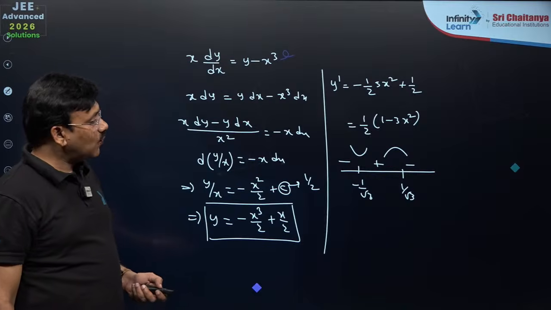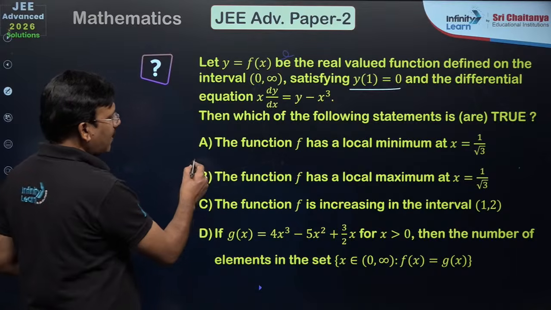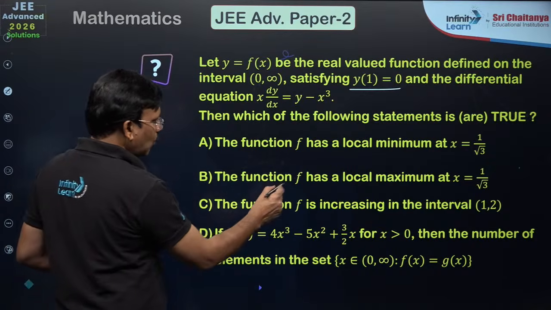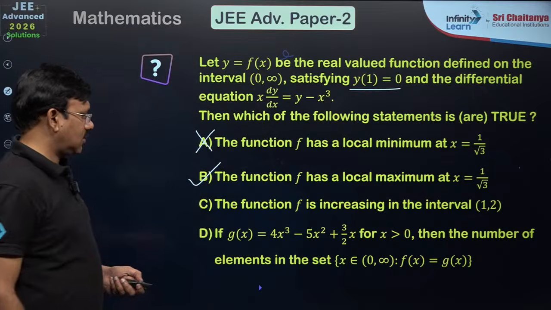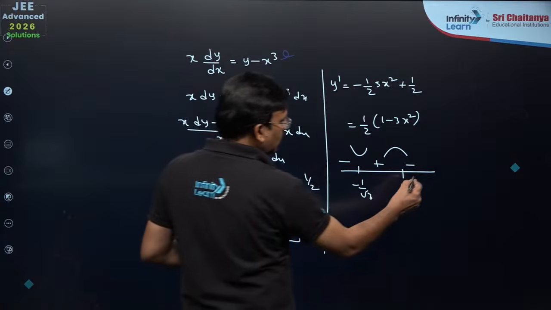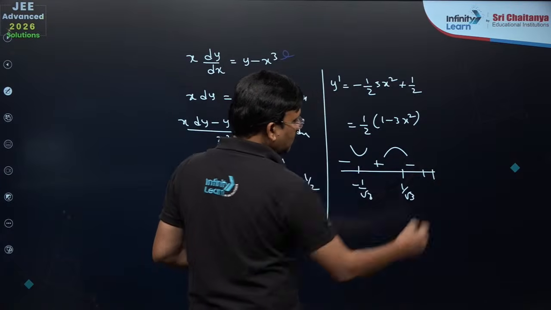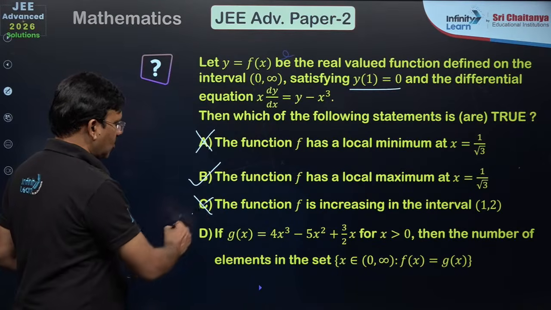So, friends, you see the options. At 1 by root 3 the function has local maxima is the right answer, minima is the wrong answer. And f is increasing in the interval (1, 2): in 1 comma 2 the derivative is negative, so it is decreasing in fact. So, I can say this is wrong.